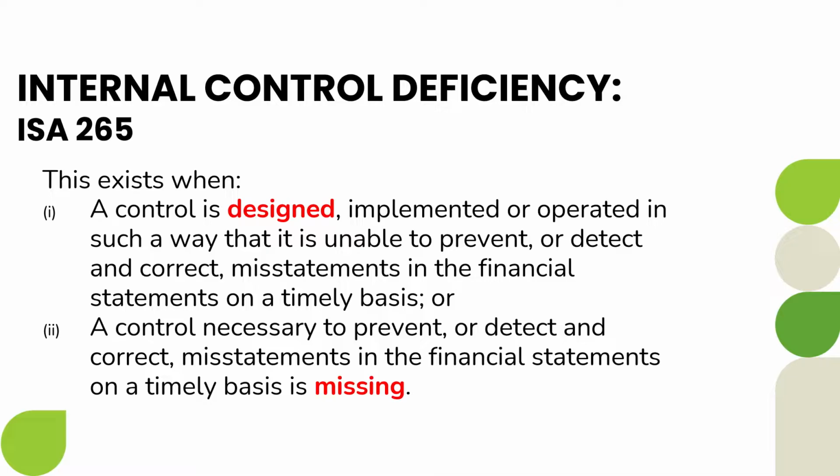It's present, but it's not performing. The other definition of internal control deficiency is when there is a control necessary to prevent or detect or correct misstatements on a timely basis, but the control is missing. So either the control is present but poorly designed, or the control is totally missing. Either way, both are still considered as an internal control deficiency.